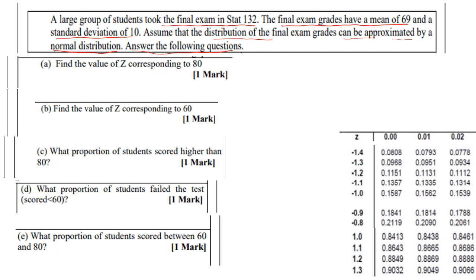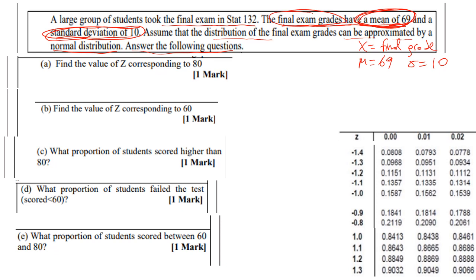Now, let's try to understand the question. What is given in the question? The final exam grades have a mean of 69, so this is important. Mean is 69 and a standard deviation of 10. What's the variable now? What has the standard deviation and mean? It's the final exam grade. So you can say here X is the final exam grade. The mean here is 69, so it corresponds to mu, and standard deviation becomes 10.